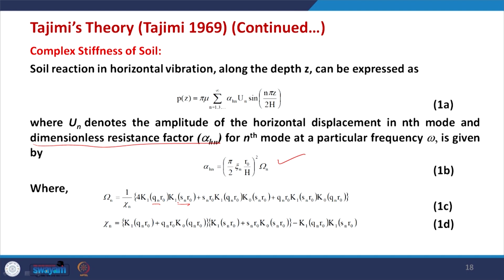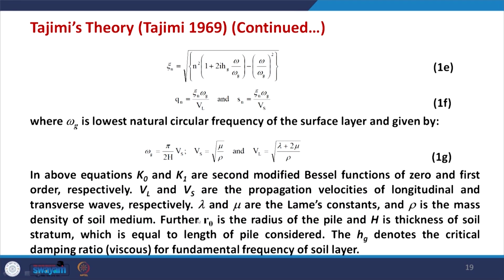Now we are going to talk about what Qn and Sn are. First of all, K0 and K1 are coming. K0 and K1 are modified Bessel functions of order 0 and 1, which are defined later also. What are Qn and Sn? Qn and Sn are the parameters related to frequency, which are defined here. Qn is omega n Wz Vl, and this is Vs. Omega n is basically a damping measure.